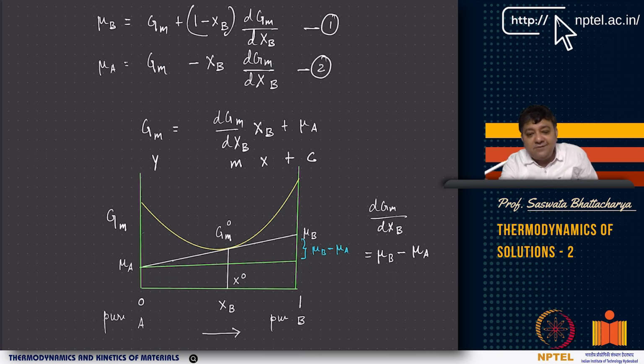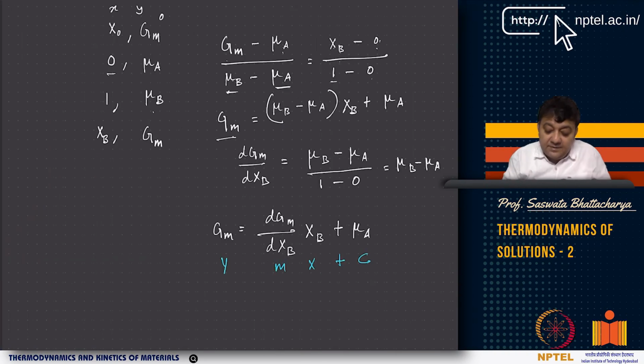Then again you can draw a tangent plane, and the tangent plane will cut the 3 axes, and the intercepts at the 3 axes will give me, because it's ternary, you have 3 components, the partial molar properties of the 3 components, right? The intercepts will give you the partial molar properties of the 3 components.